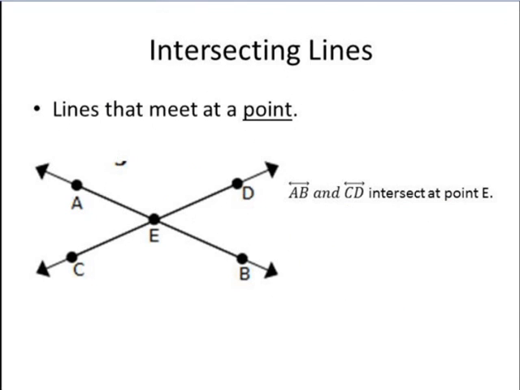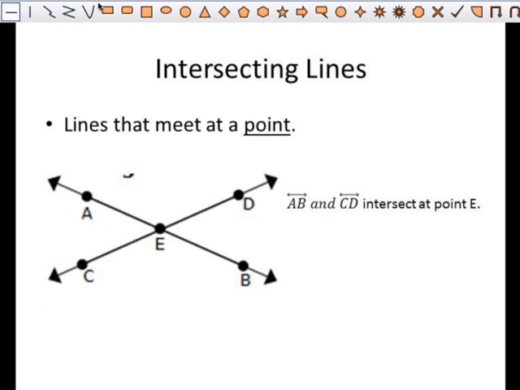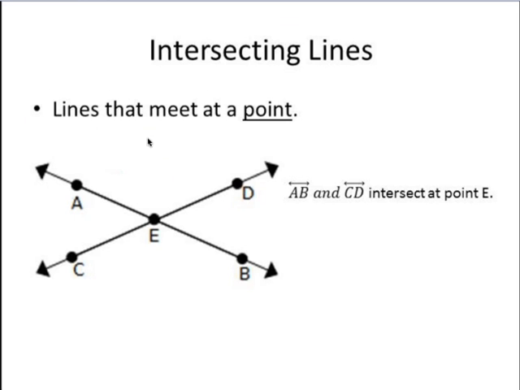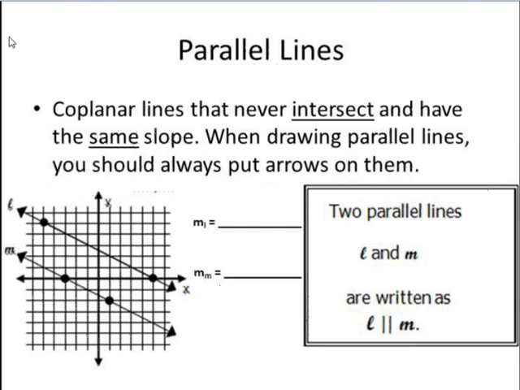Intersecting lines are lines that meet at a point. Okay, lines that meet at a point. And so right here we could just say that AB and CD intersect at point E. So those are intersecting lines.